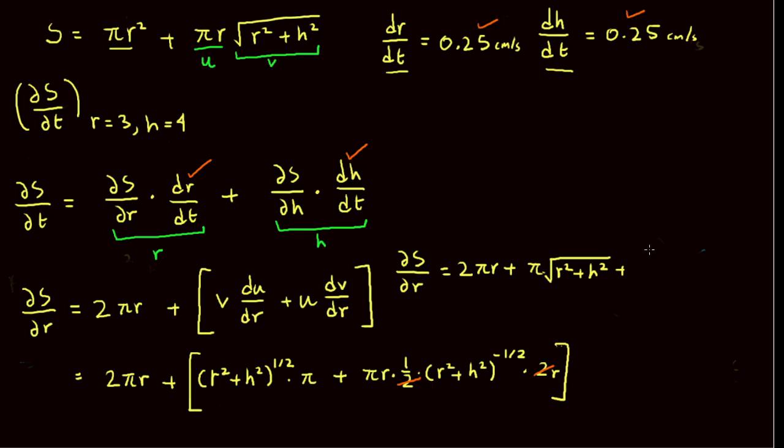pi r square. So just pi r square over square root of r square plus h square. Okay, I think, yeah, that's how it's supposed to be. Yes, it's just pi r square over square root of r square plus h square. Pretty easy. Okay, so that's your del S del R. Let me just erase that.